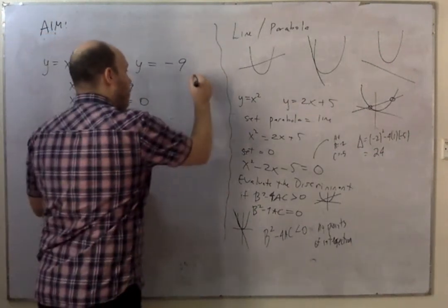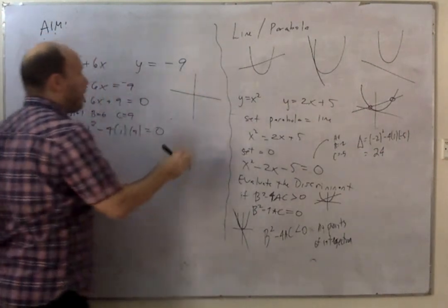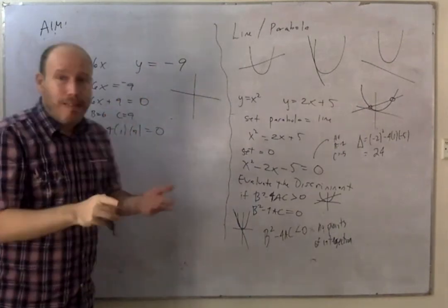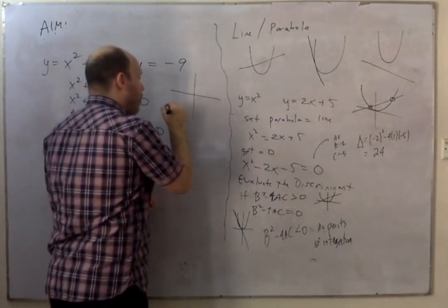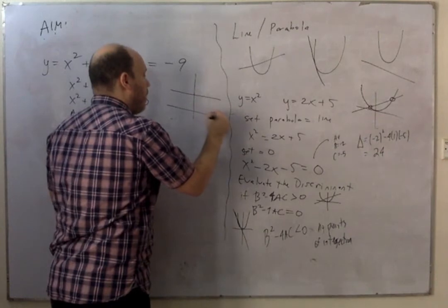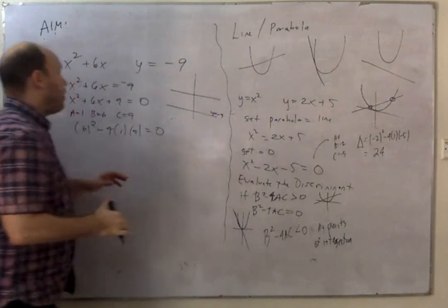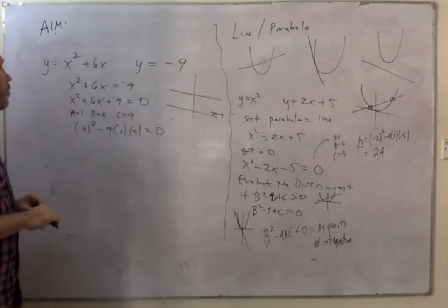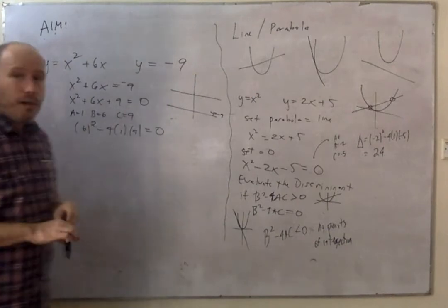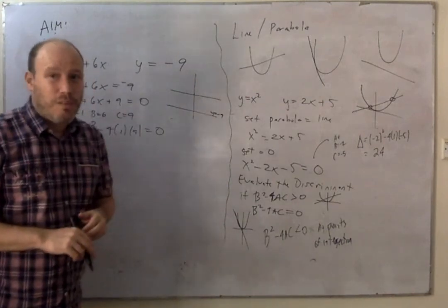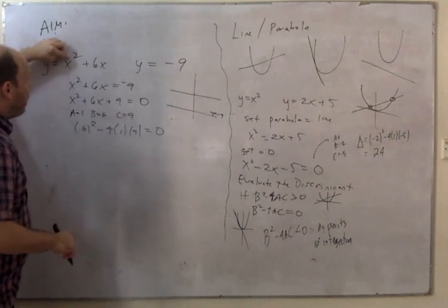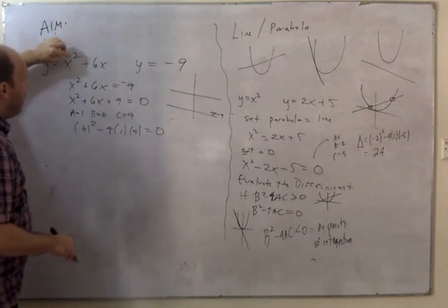Now, how do I figure this out? Well, let's think about this. Y equals negative 9, that's easy to sketch. That's down here. The question is, how do I sketch the graph of x squared plus 6x? Well, I know that the zeros, because if I set this equal to 0, I have 0 and negative 6.